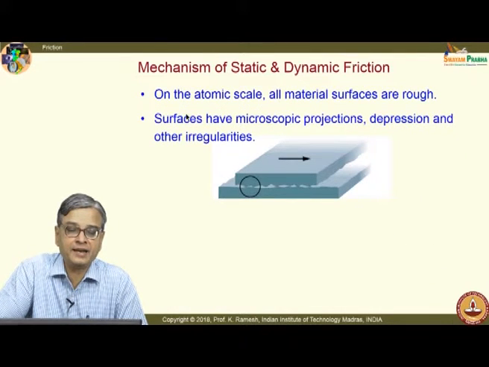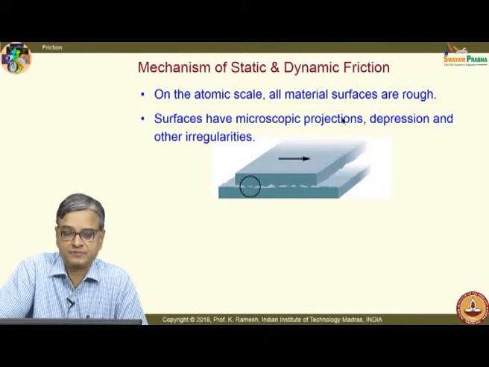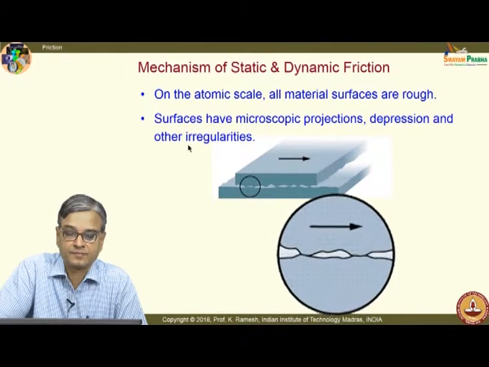And we will also spend a short while just to understand the mechanism of static and dynamic friction. See, on the atomic scale, all material surfaces are rough, which is shown in a magnified fashion here. So, they have microscopic projections, depressions and other irregularities. This is just a magnified version of what you see here. So, I have projections and depressions. Okay.